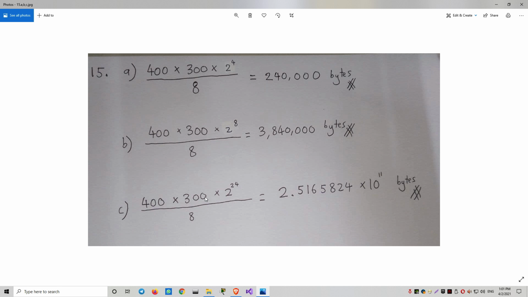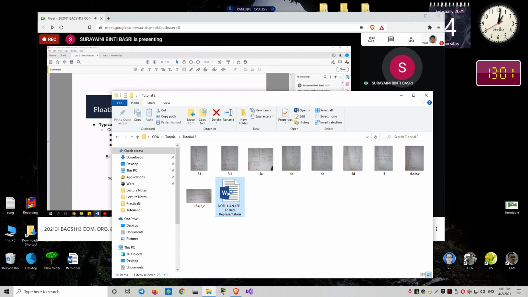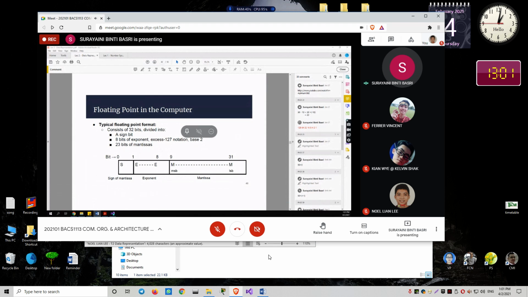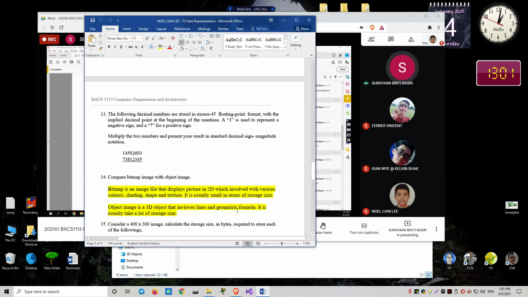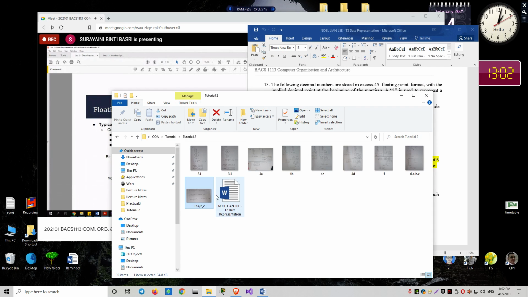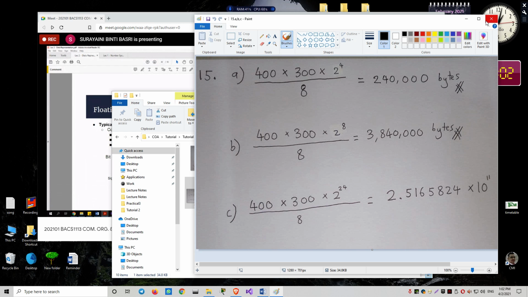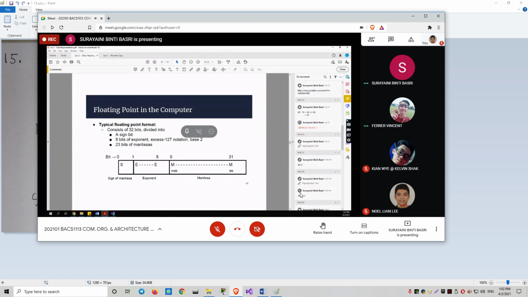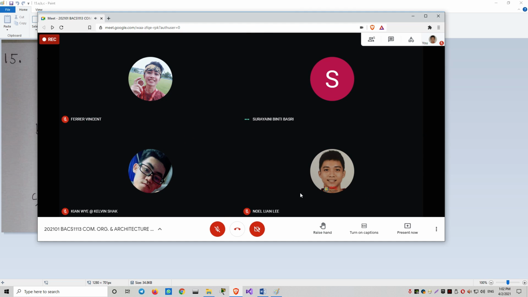But for questions 14 until 16, I think we can discuss them now. Question 14 is to compare a bitmap image with an object image. Farah, I think you can answer this one. Because you said you skipped one question, the calculating one, so you answer 14. Noel will answer 15. Okay, you can share your screen if you want to share something.